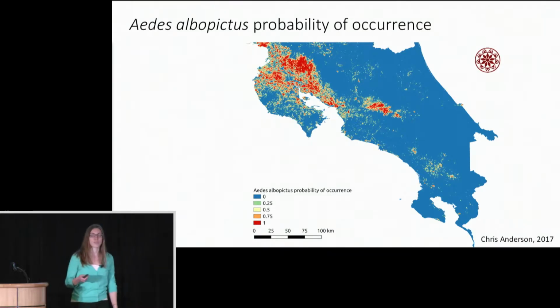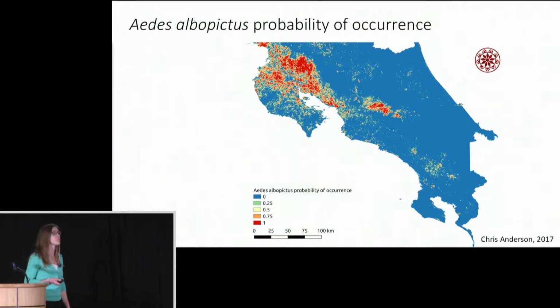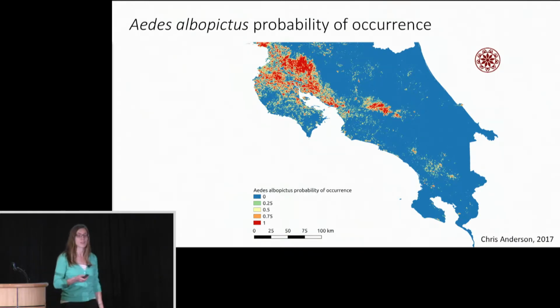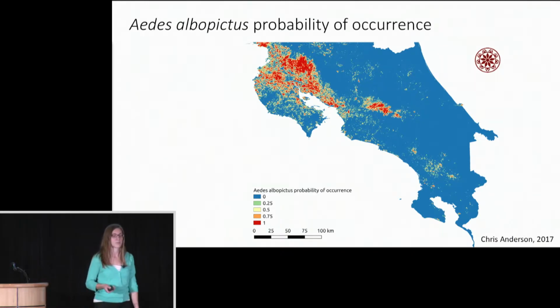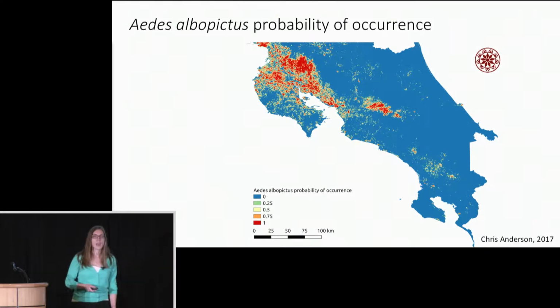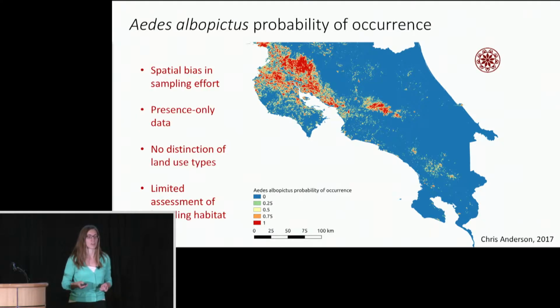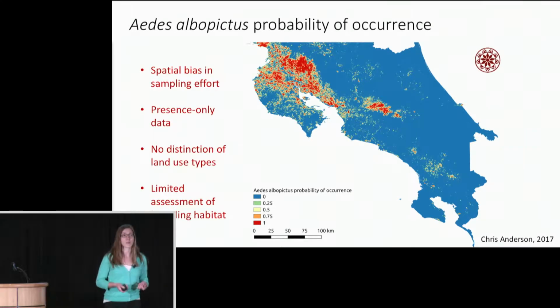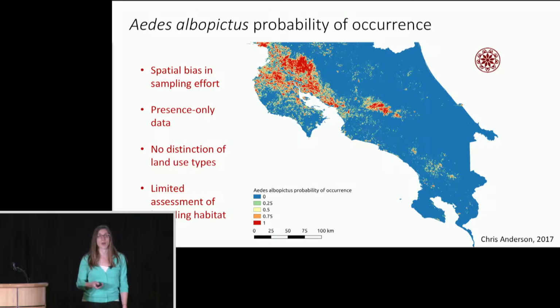And using this approach with these species distribution models, we can generate spatially explicit predictions for occurrence. So this map shows our predictions for occurrence for Aedes albopictus across Costa Rica. And there's some important limitations to using this approach alone that I want to mention. There might be sampling bias in the mosquito data that we're using. Furthermore, this is presence-only data. We don't actually have true absences that we can incorporate.